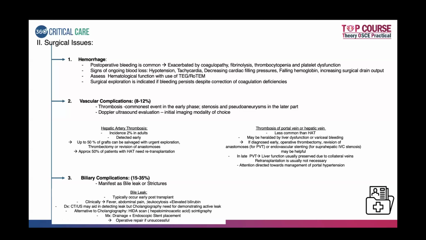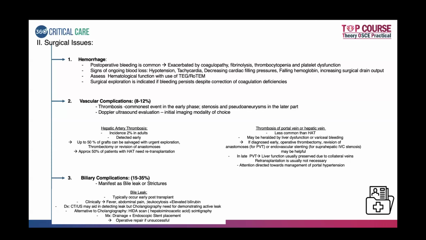For diagnosis, either CT or ultrasound may be able to detect the leak, but cholangiography is needed for demonstrating an active leak. If cholangiography is not available, then you go with a HIDA scan, that is hepatoiminodiacetic acid scintigraphy. For vascular complications, you can go ahead with the Doppler. That itself will be able to identify the problem for you. For biliary complications, CT and ultrasound may identify the initial problem, but for definitive diagnosis, you need a cholangiography or a HIDA scintigraphy.